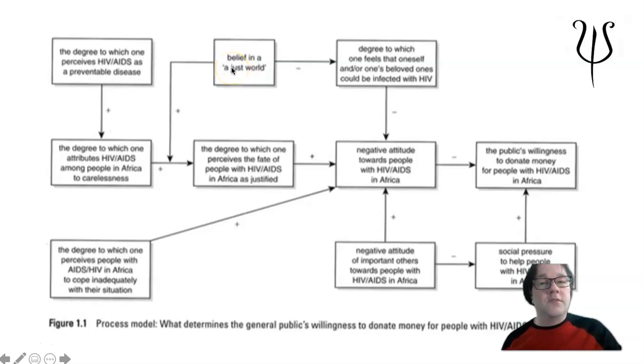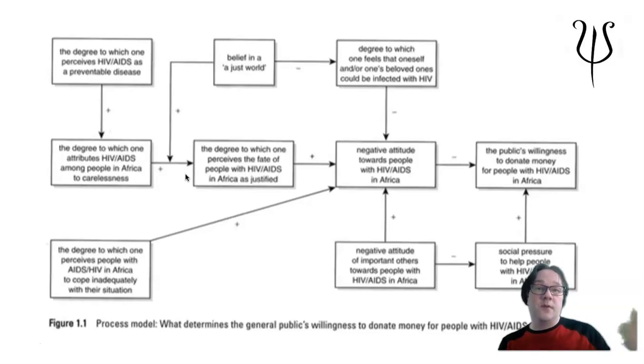Right? And this is a social psychological theory or concept here. People who believe in a just world believe that people kind of get what they deserve ultimately, that the world is a just and fair place. So we see how somebody's belief in a just world might affect the degree to which they perceive the fate of people who have HIV and AIDS in Africa as being justified.